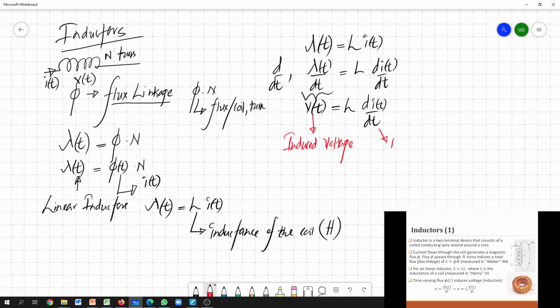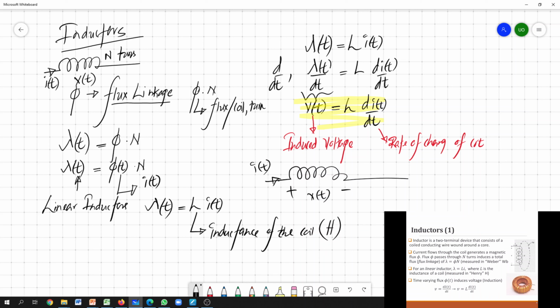This is the rate of change of current. This is the important equation which we need to highlight here. The induced voltage across the inductor is equal to L times the derivative of the current. This is the fundamental equation for the inductor.